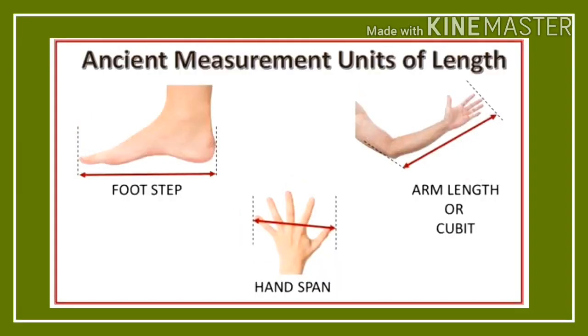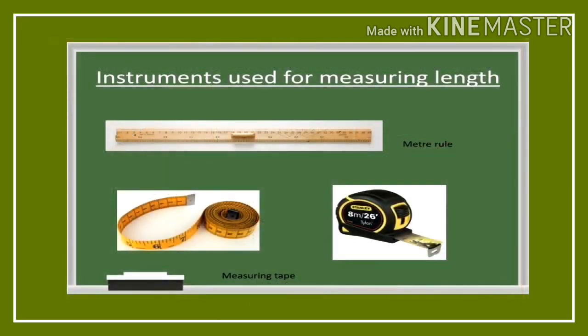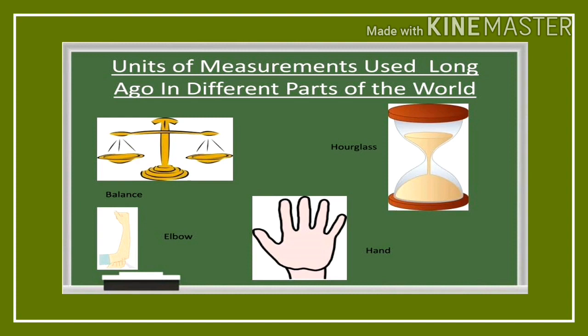Let's recall what we have learnt earlier. What are the ancient measurement units of length? Excellent. Footstep, handspan, cubit, palm, digit, pace, fathom. What are the instruments used for measuring length? Super. Meter scale and measuring tape. What are the units of measurements used long ago in different parts of the world? Good. Beam balance, hourglass, elbow, hand.